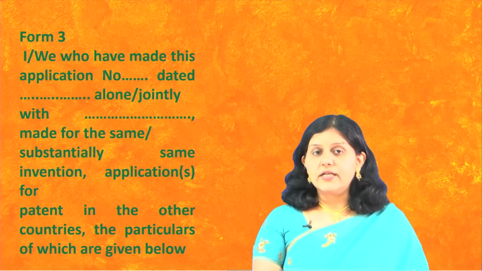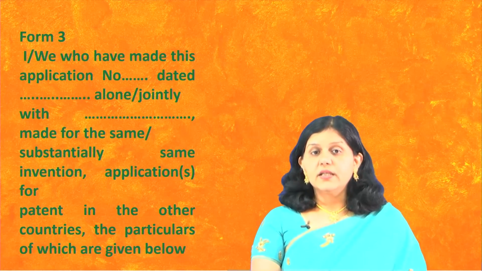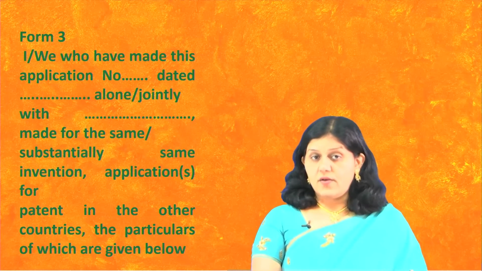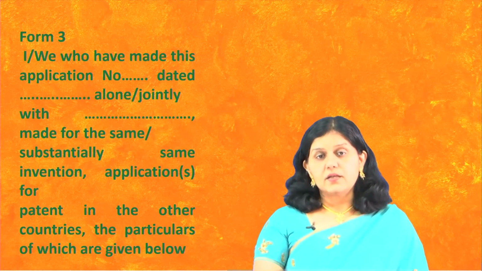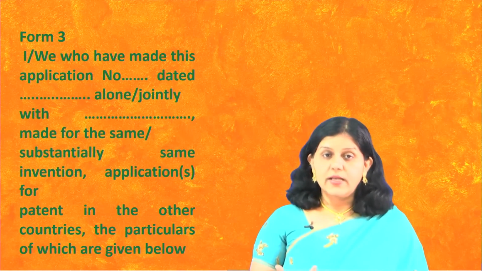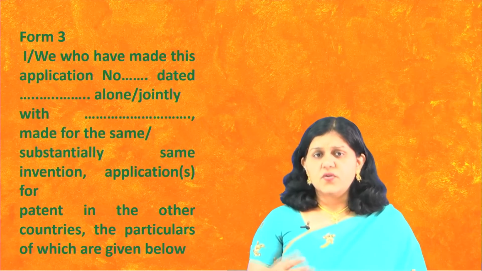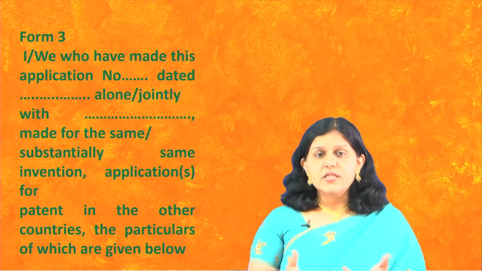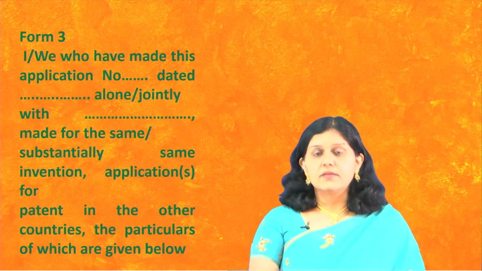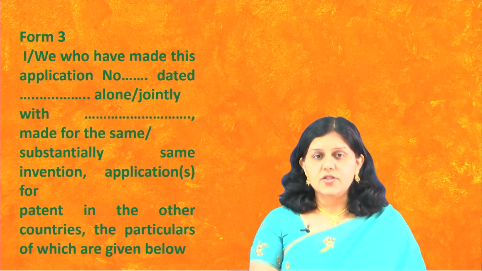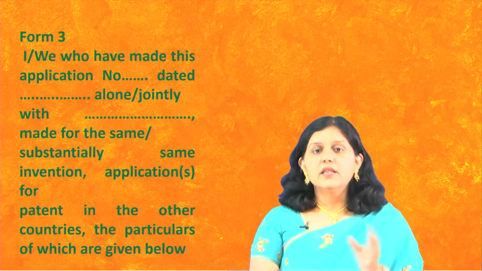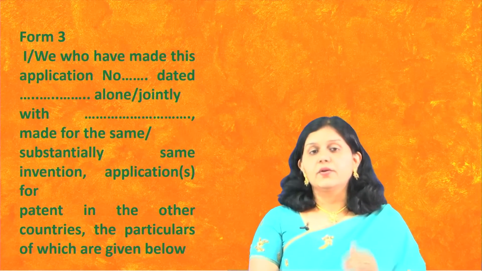If you have filed it in the USA, you have to give that number and the date, and you can say that it was filed alone or jointly with others, because remember that you can add an applicant or change the inventor after filing a patent, that provision is there. If you have made any such changes, you can just inform the patent office, and then you say that the same or substantially the same invention has an application for patent in that other country, and you give the particulars of that application.